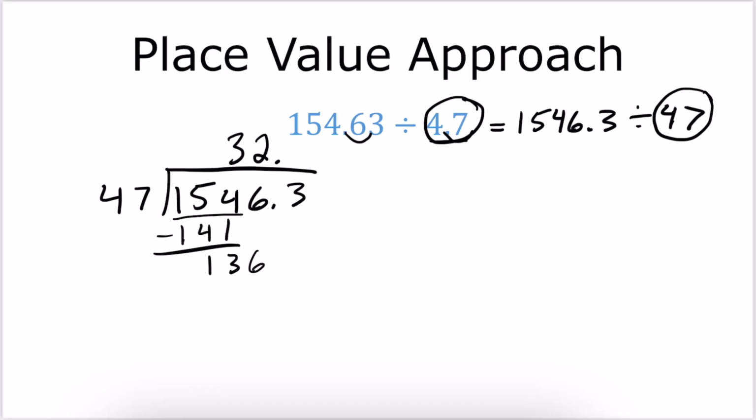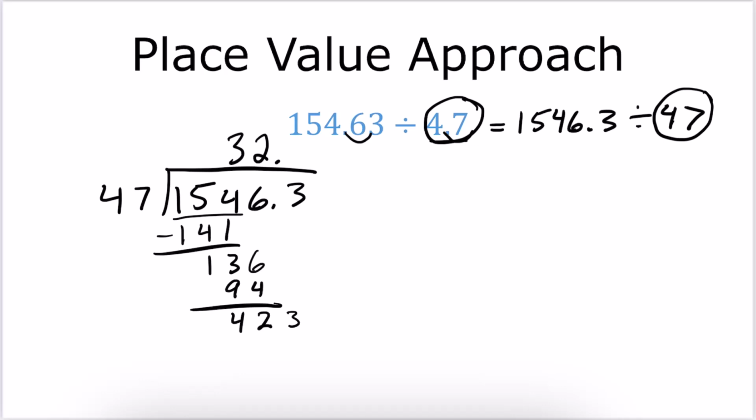And so when I do 47 times 2, I get 94. And when I subtract that, I'm left with 42 ones. And I'm going to take those 42 ones and convert them into tenths, which means I'll have 420 tenths, as well as the 3 tenths from my problem. So I'll have a total of 423 tenths.